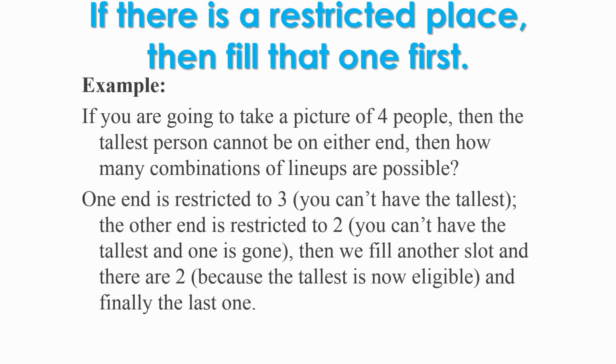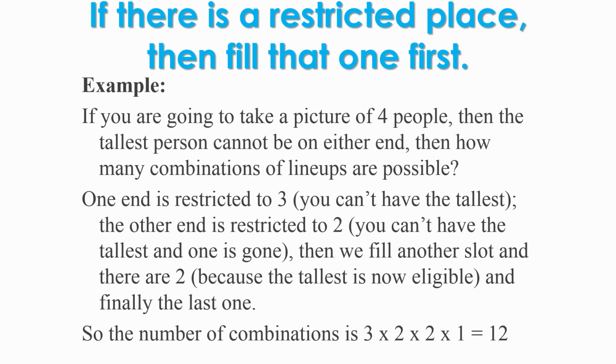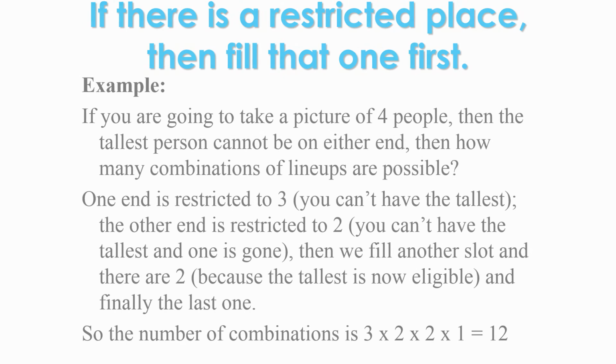Then we will fill another slot, and there are 2 left because we put the tallest back in the pool. And finally, the last one. So the number of combinations is 3 times 2 times 2 times 1 equals 12. Always do the restricted positions first.